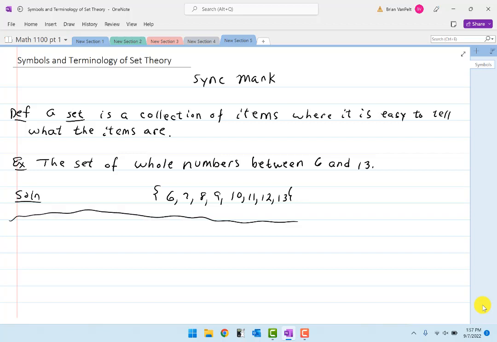Notice that it's easy to tell which items are in this set because they're just plain listed out. They're not always going to be listed this way, but when they're listed like that, it's extremely easy to tell what's in them.